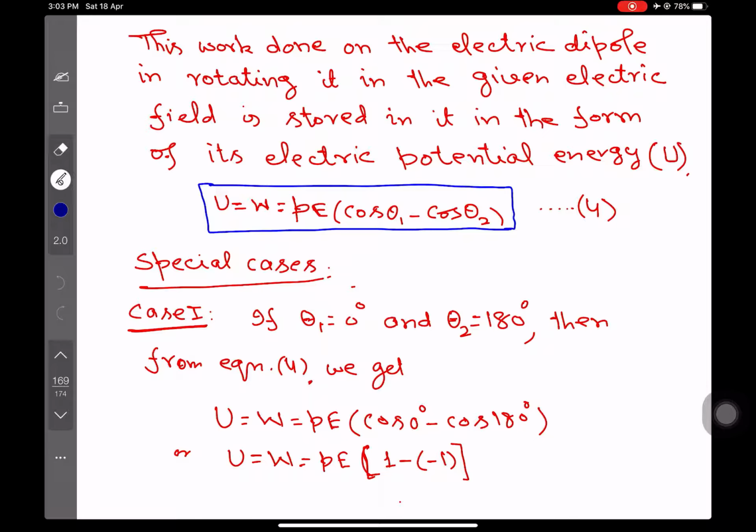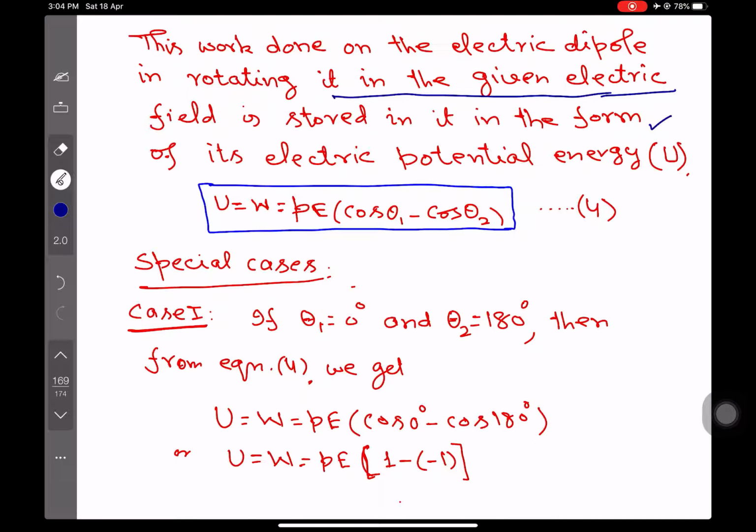और यहाँ पे हमें W वर्क करना पड़ा in rotating the electric dipole from the initial orientation to the final orientation, and work means energy. इसका मतलब हमें इतनी एनर्जी स्पेंड करनी पड़ी, and because in the case of conservative forces there is no loss of energy, so therefore this work done on the electric dipole in rotating it in the given electric field is stored in it in the form of its electric potential energy.